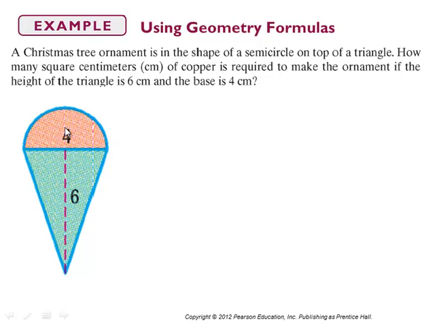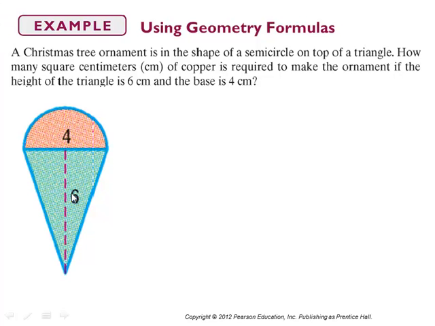So I guess the whole thing is going to be copper. So what is the overall area of the shape? We're being told that the height of the triangle is 6 centimeters. From here down to there is 6 centimeters. And the base is 4 centimeters. So the base of the semicircle is 4 centimeters.